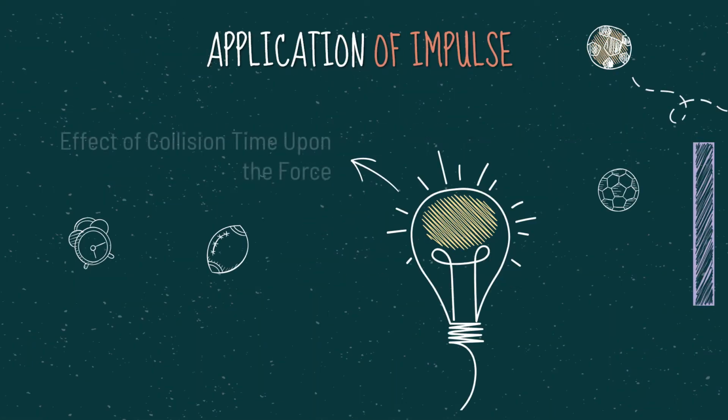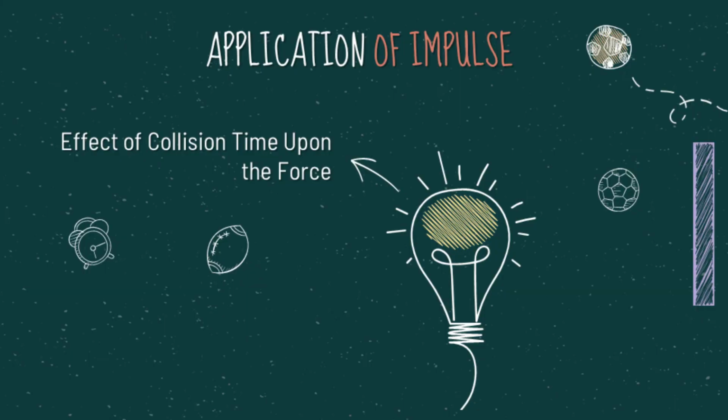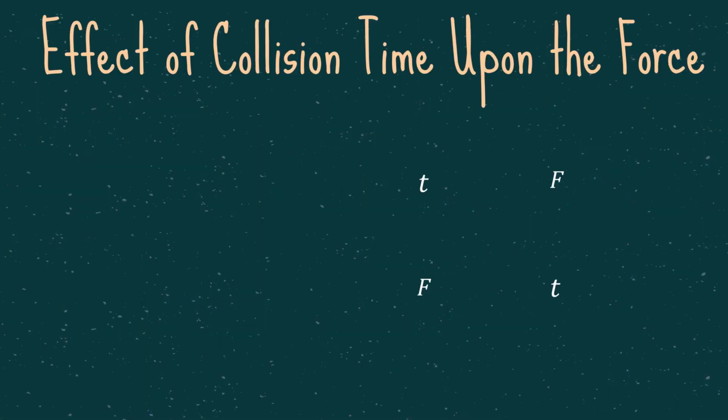In application of impulse, we can see the effect of collision time upon the force. For effect of collision time upon the force, first we have formula Ft is equal to P when we bring T to the right side, and we will get F is equal to P over T. And it shows that force and time are inversely proportional.